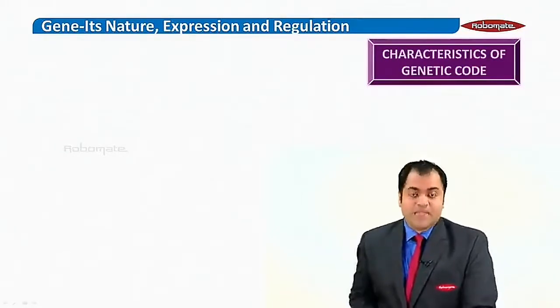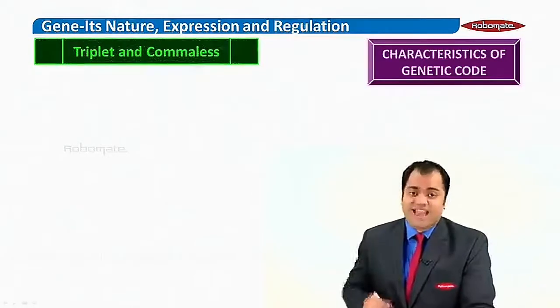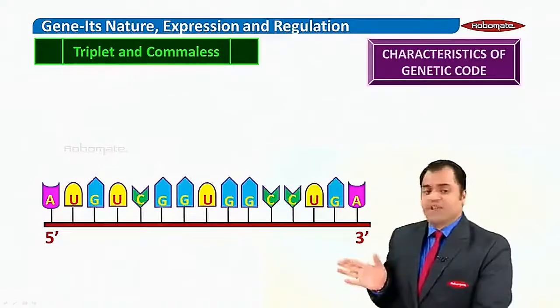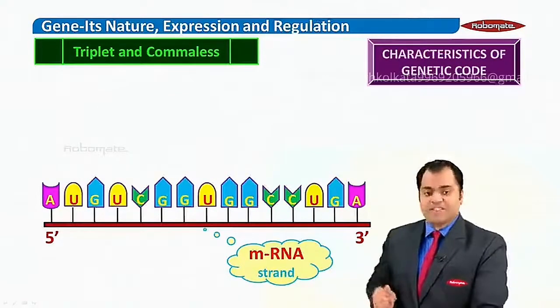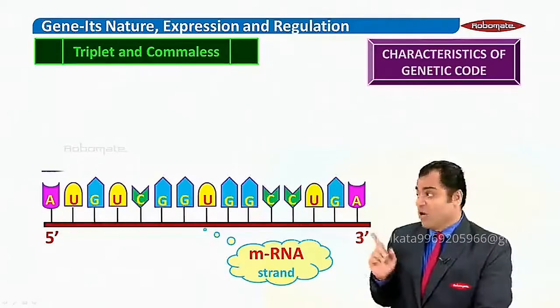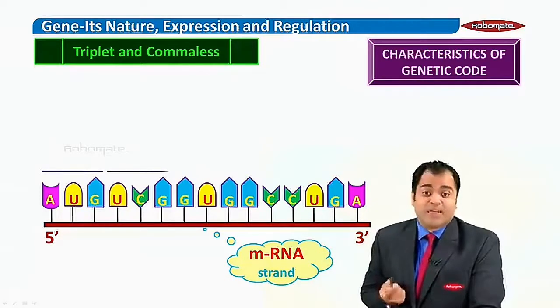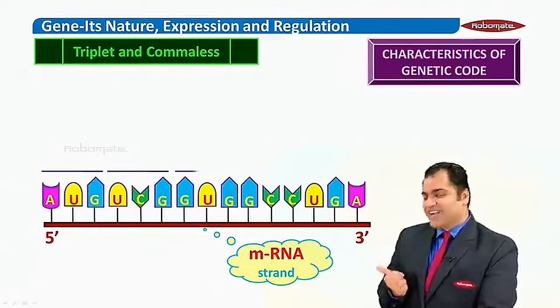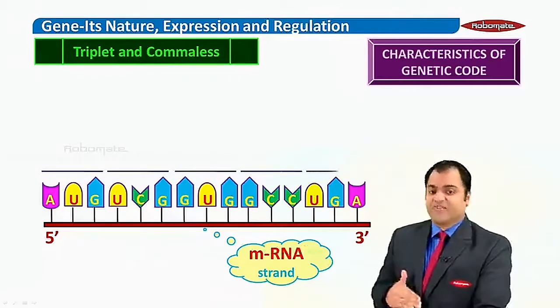Point number 1. The genetic code is triplet and commaless. What does that mean? What I've shown you here is an mRNA strand. Now you know that the genetic code is a triplet. So there you go. The first triplet, one codon, followed by the next triplet, another codon, followed by the third triplet, another codon, then fourth triplet, and finally the fifth triplet.